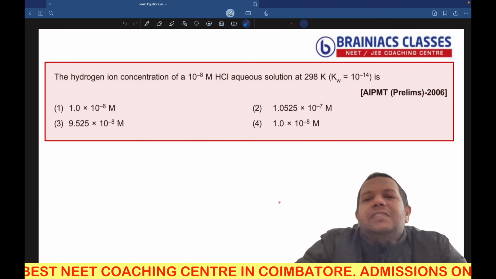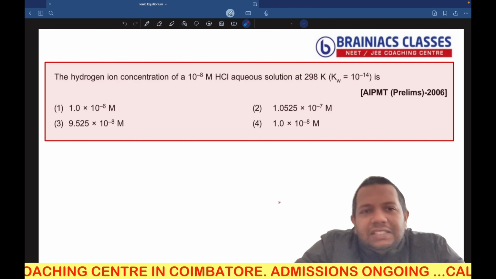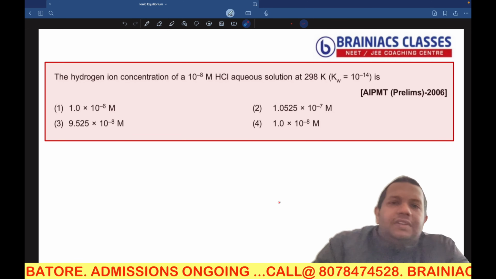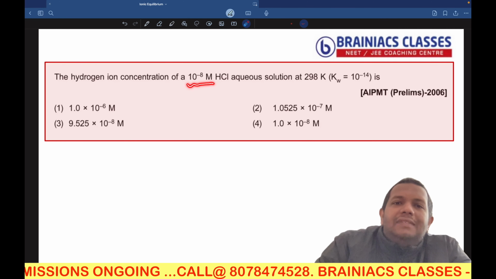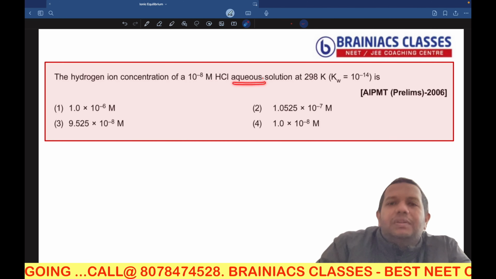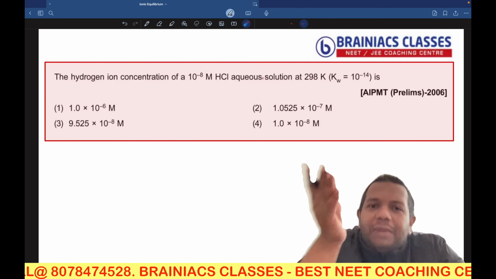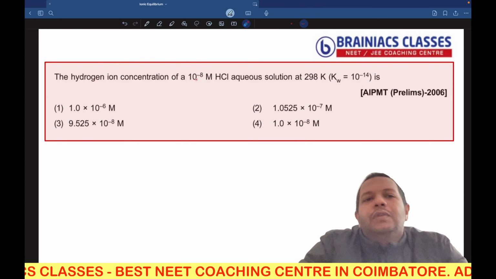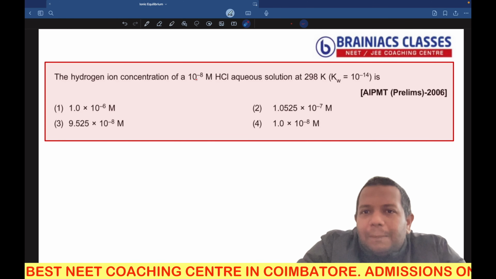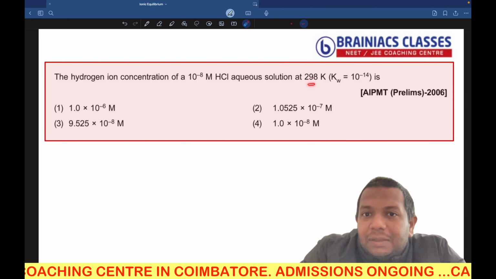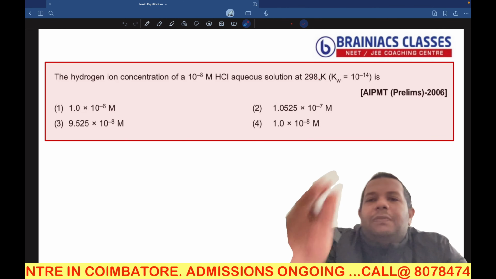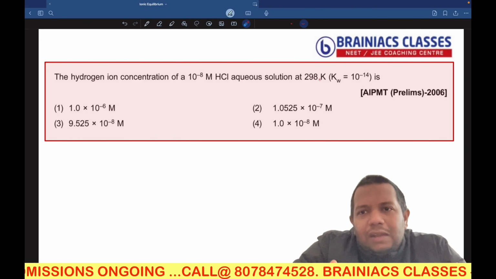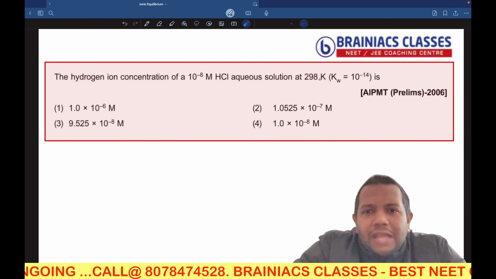Now in this next question, you can see again a change is there. You can go through the question: the hydrogen ion concentration of a 10 power minus 8 molar HCl aqueous solution. Here they have directly mentioned it's an aqueous solution, and it's 10 power minus 8 molar. You can also see temperature is mentioned. So in this type of question we need to consider what? Water, correct? Since we have already done a similar question, I will showcase you the answer.